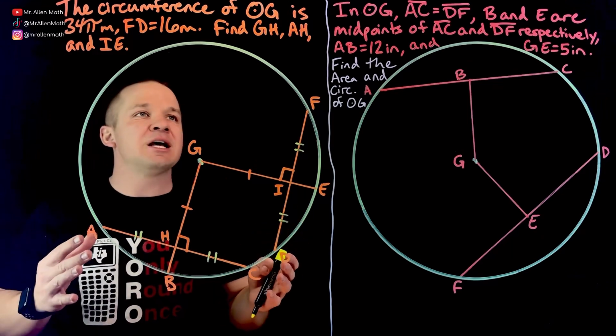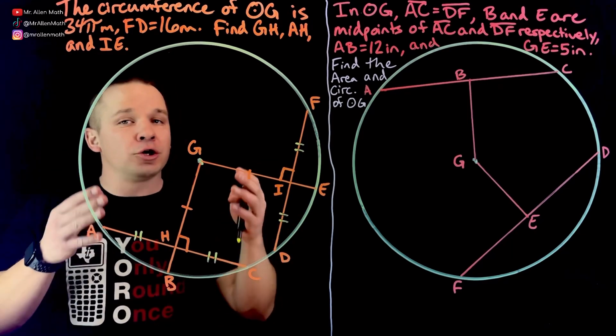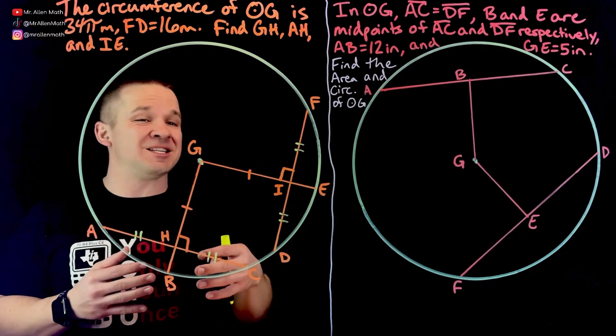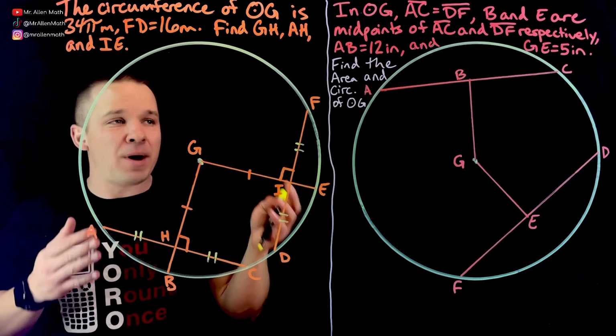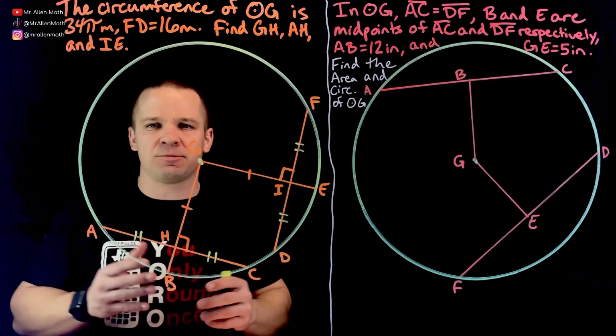A lot of that stuff happens in these circle problems where we have congruent chords or chords that are equidistant to the center, perpendicular, bisecting. All this stuff works out so nice. That's why I love circles so much.